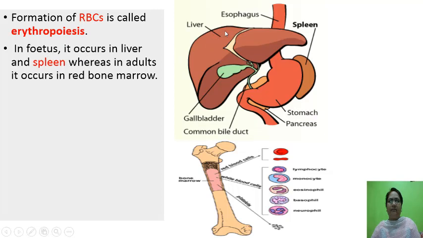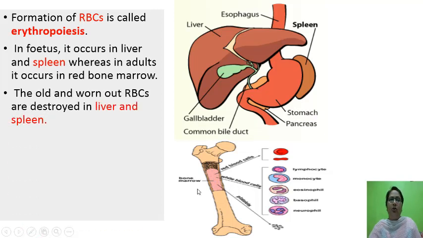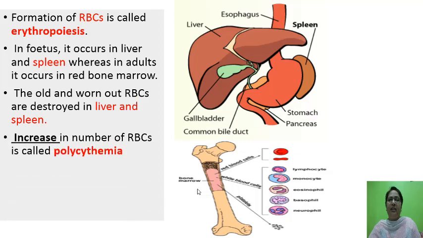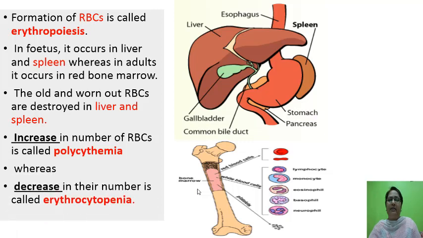So this is the liver and this is the spleen, where RBCs are formed in the fetus. In adults it is the red bone marrow. This is the bone, and inside the bone is the red bone marrow. The next point is that old and worn out RBCs are destroyed in the liver and spleen. An increase in the number of RBCs is called polycythemia, whereas a decrease in their number is called erythrocytopenia.